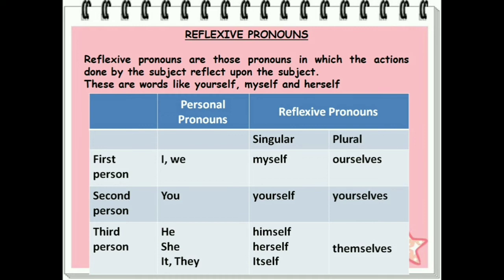In the second person, in personal pronoun it is you, and in reflexive pronoun it is yourself, and in plural yourselves. In the third person, the personal pronouns are he, she, it, and they. And in the reflexive pronoun, it is himself, herself, and itself. And in plural, it will be themselves.